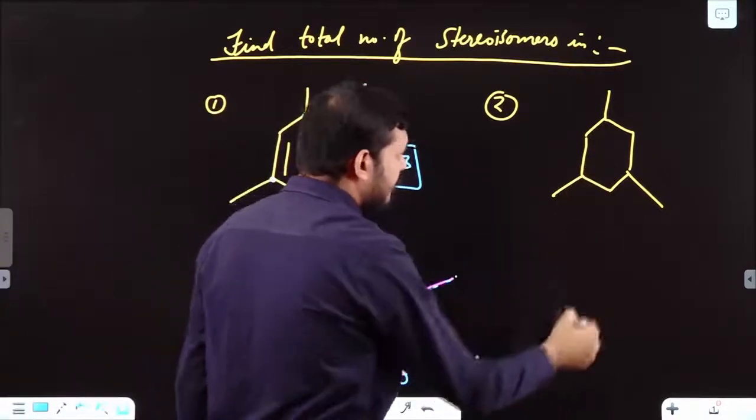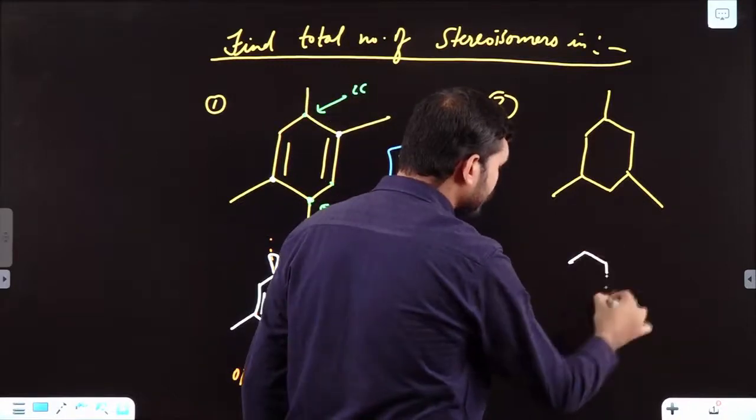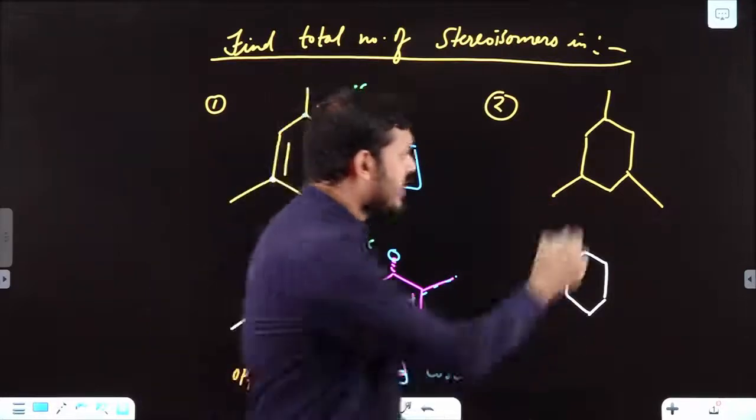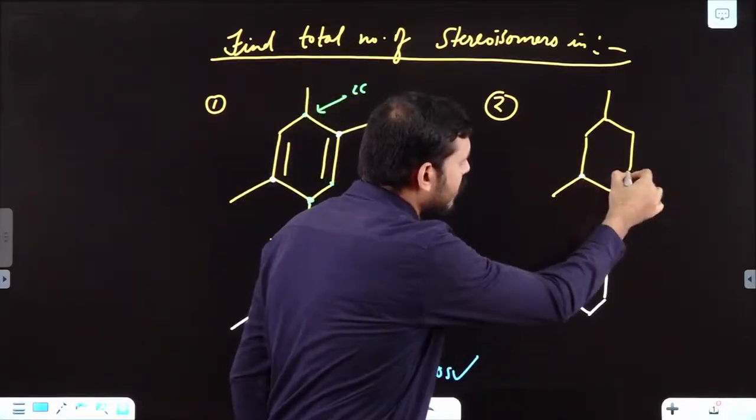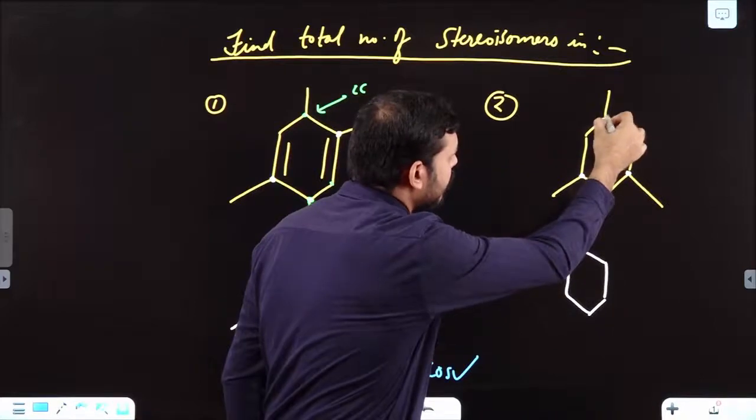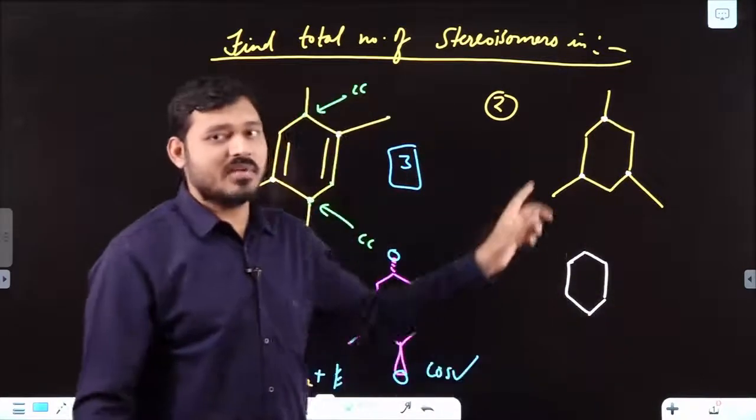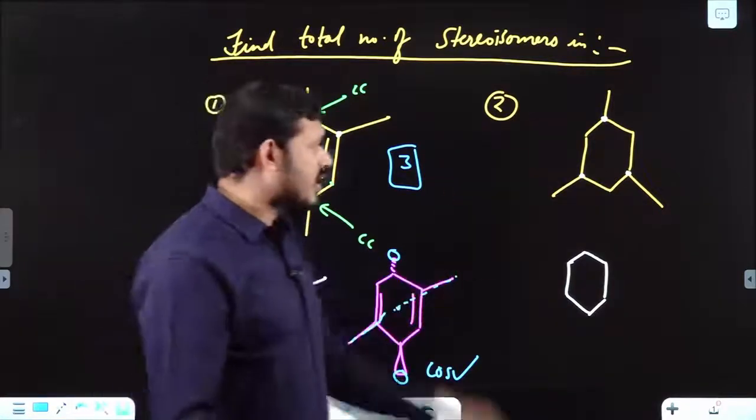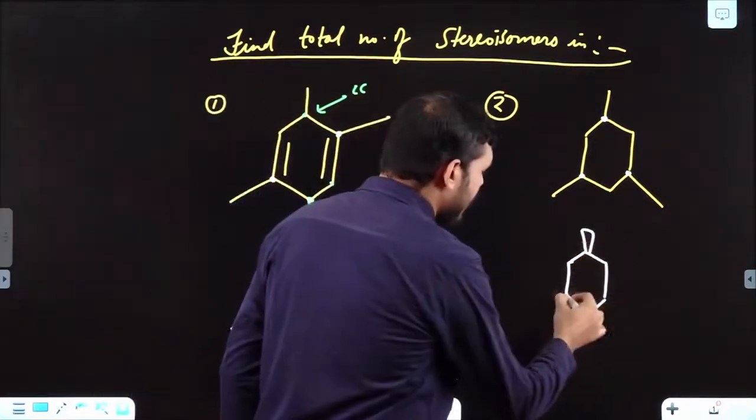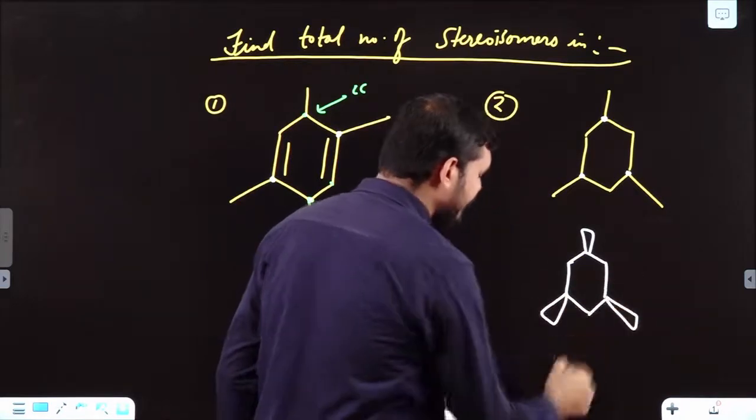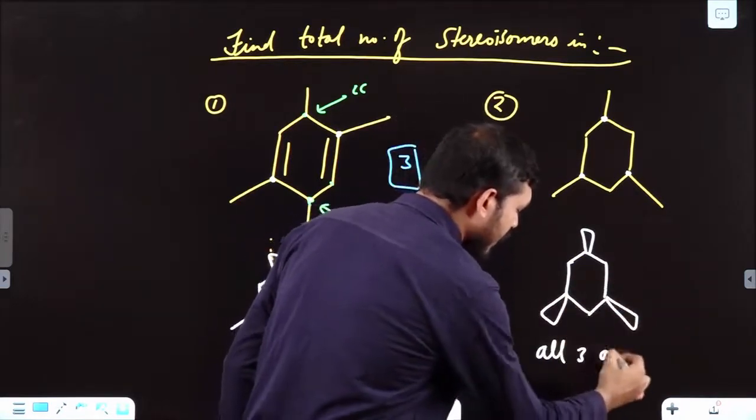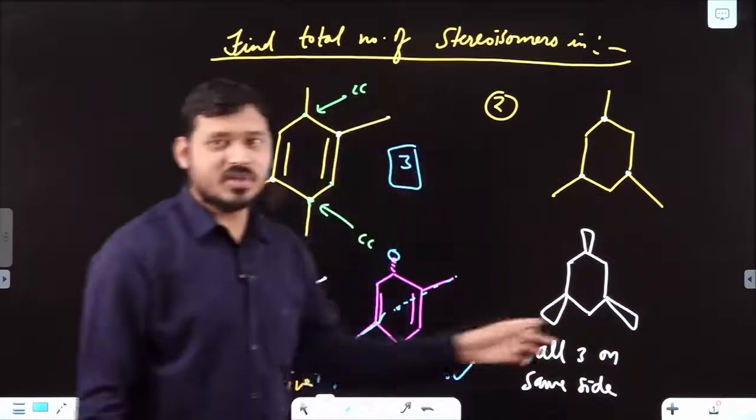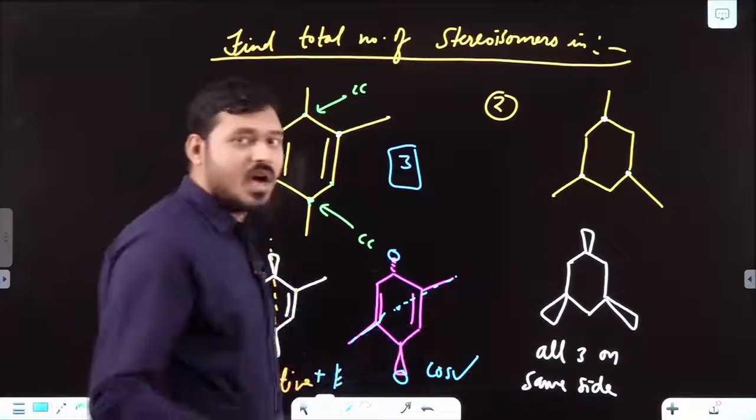Come to this question. Now here also, if you look for a chiral center, what will you get from this carbon, CH3, 1, 2? So you won't be observing any chiral center here, right? Not possible. Now let me draw the geometrical isomer. If all 3 are on the same side, you can see it is meso. How is it meso?